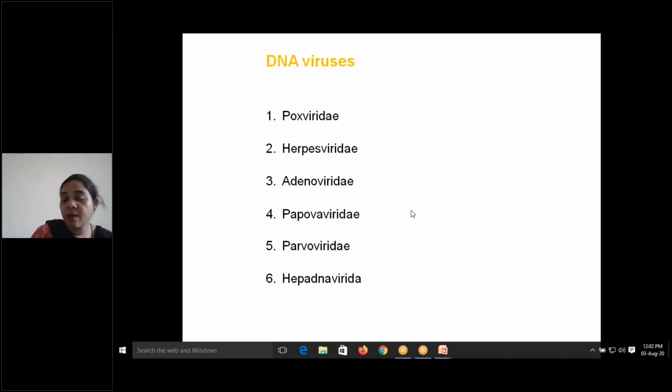What are the DNA viruses? Keep in mind the code P3, H2A. What is it? P3 means Poxviridae, Papovaviridae, Parvoviridae. These are three: Poxviridae, Papovaviridae, Parvoviridae.